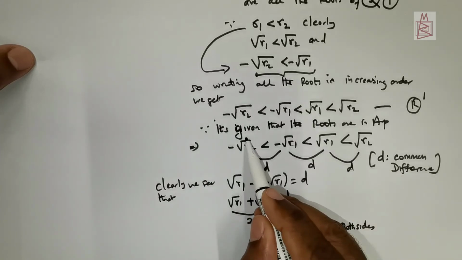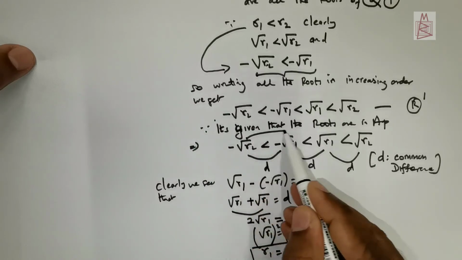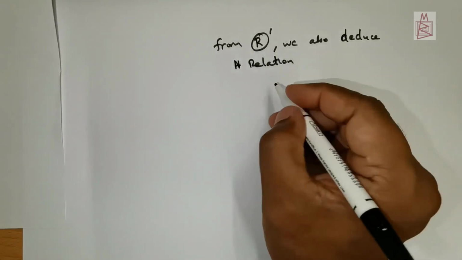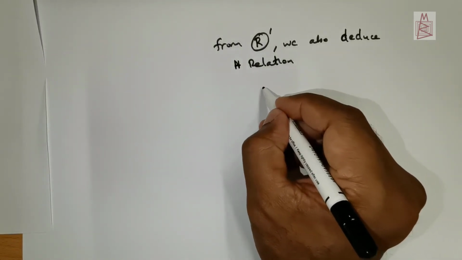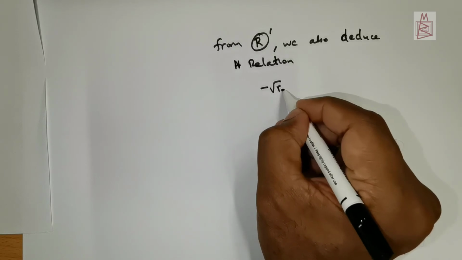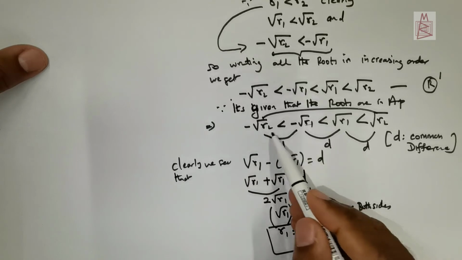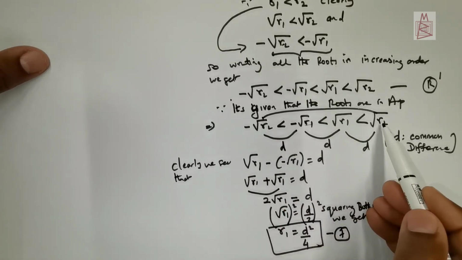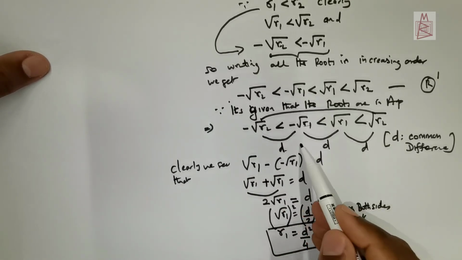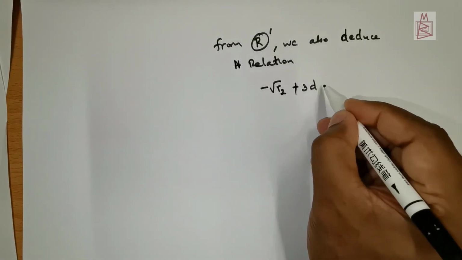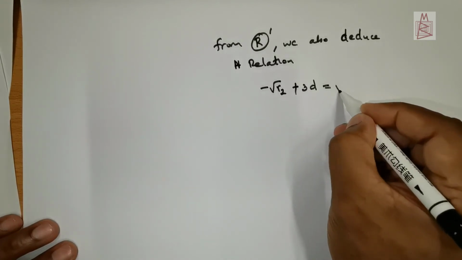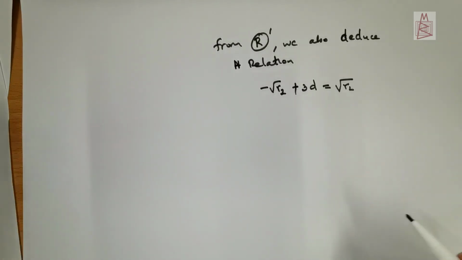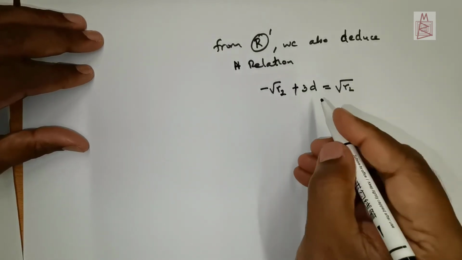So if I were to connect negative root of R2 with positive root of R2, then I can have this relation. So what is that? That's nothing but negative root of R2 positive. You see the common difference here? The common difference to reach positive root of R2 is d plus d plus d, 3d. So if I were to add that common difference, positive 3d, I would be able to reach root of R2. So that is the deduction we get from R prime.